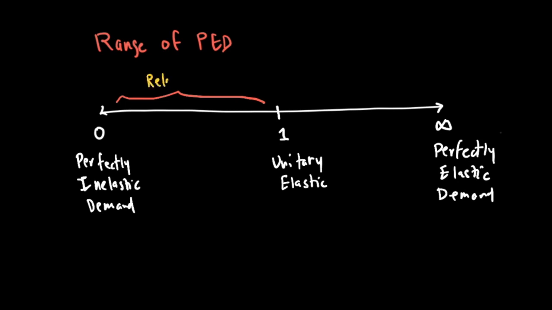If it's a value in between 0 and 1, we call it relatively inelastic because it's below 1 but above 0. Or sometimes we just call it inelastic. While if the value is between 1 and infinity, let's say a value of 2 or 2.5 or even 1.2, anything above 1 but not equal to infinity, we call it relatively elastic.